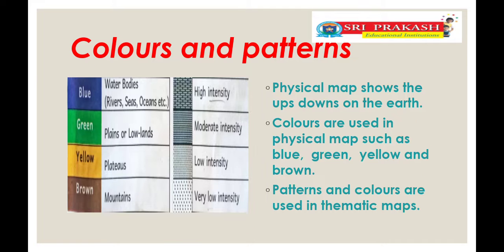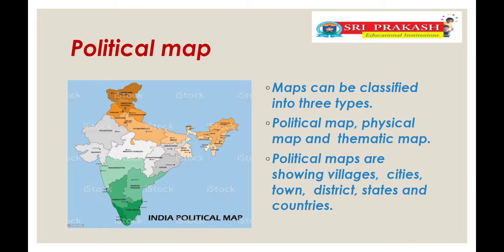And next we go with the next slide, children. Just to see, what about the political map? Political map means nothing but, children, the map which describes the states, capitals and boundaries. For example, take the India political map. We can find the boundaries of the states as well as the states, capitals and districts. So this is the political map.